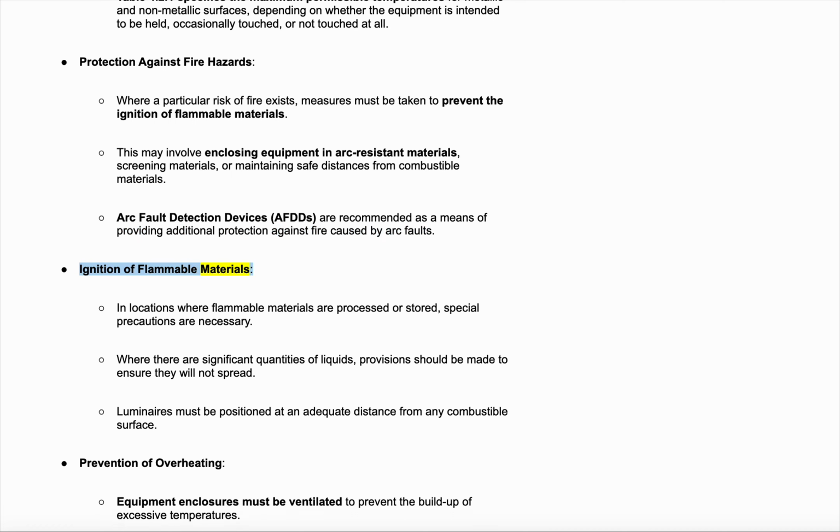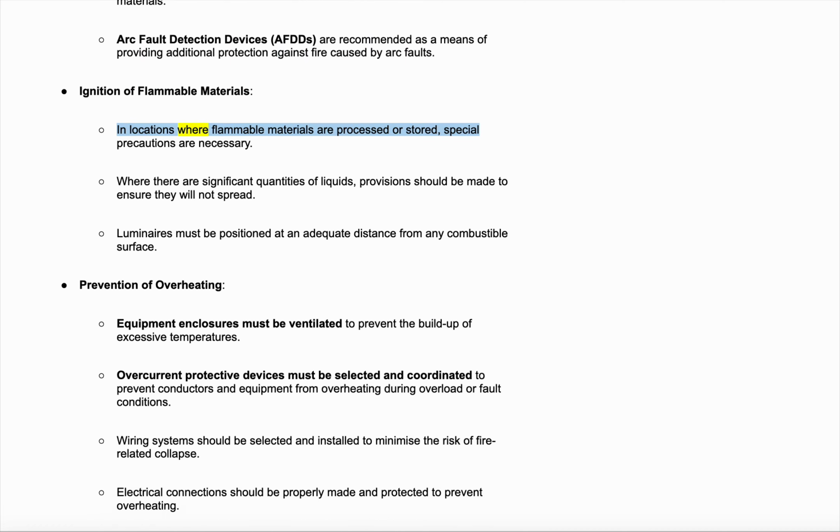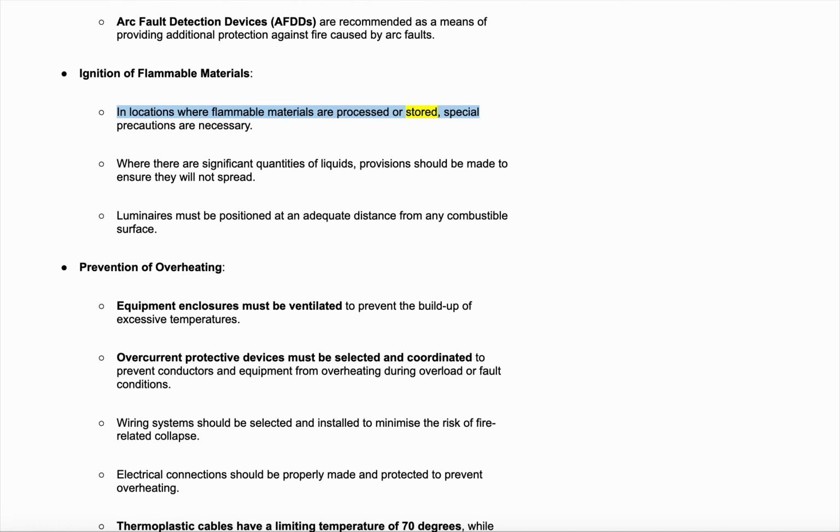Ignition of flammable materials. In locations where flammable materials are processed or stored, special precautions are necessary. Where there are significant quantities of liquids, provisions should be made to ensure they will not spread. Luminaires must be positioned at an adequate distance from any combustible surface.